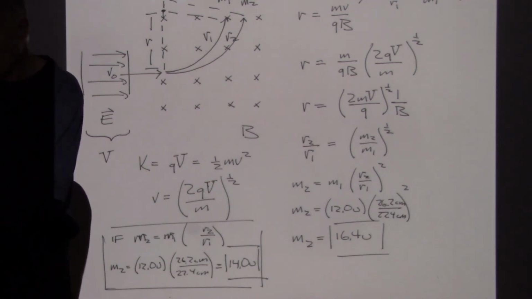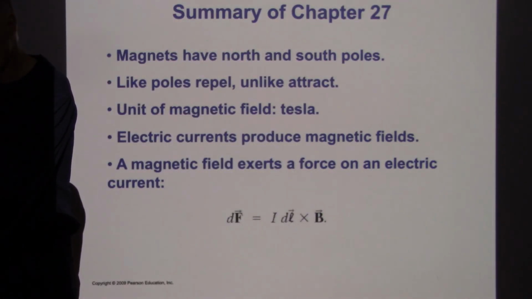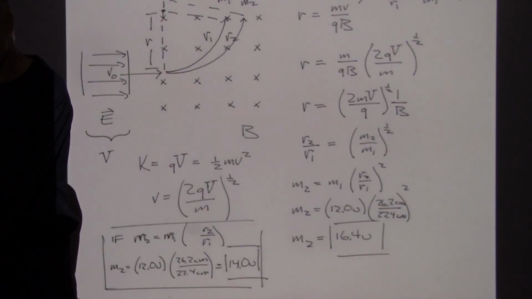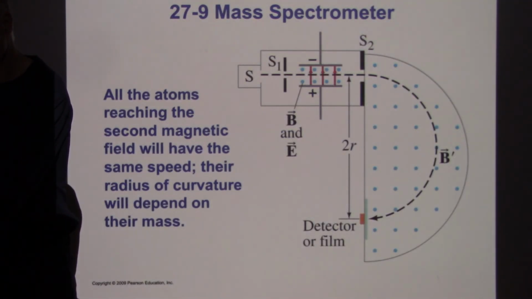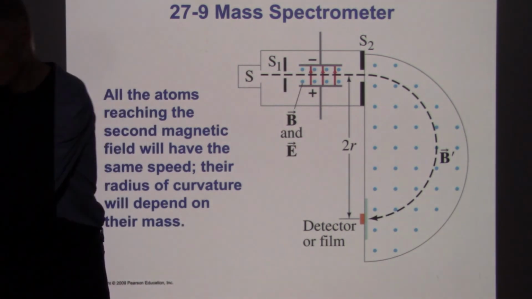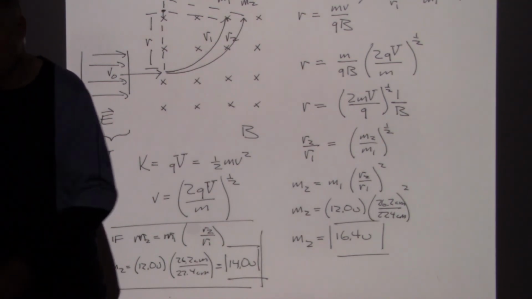All right, I better wrap things up right there. I think we are out of time. There's a good bunch of formulas here at the end in the summaries. Sure, we could end on the mass spectrometer, or we could end on the calculations that we did.